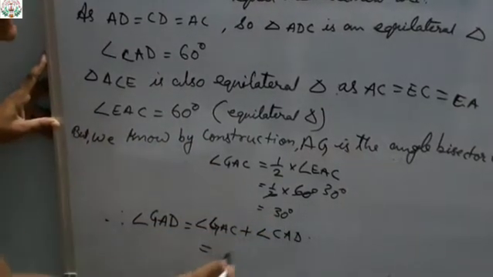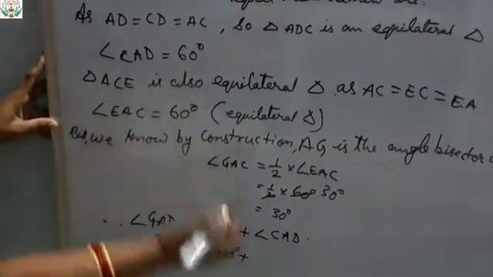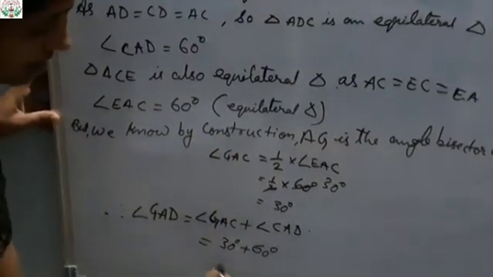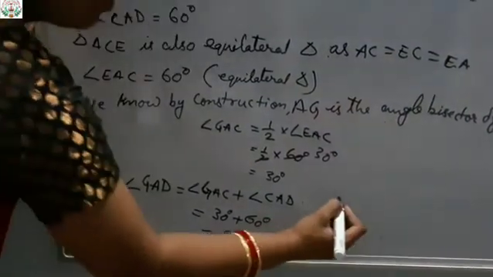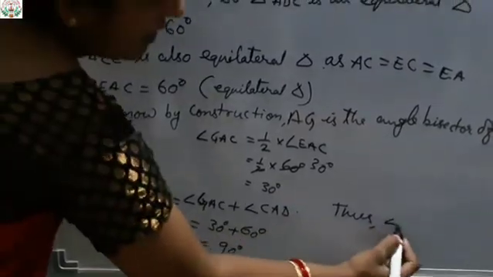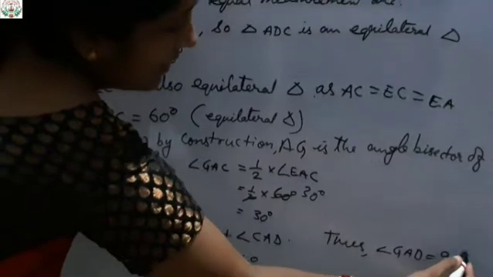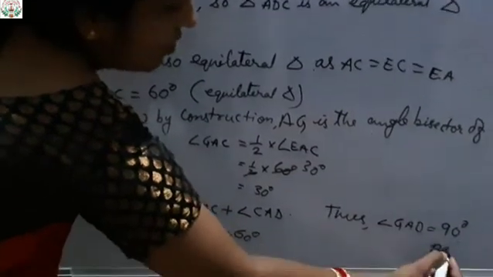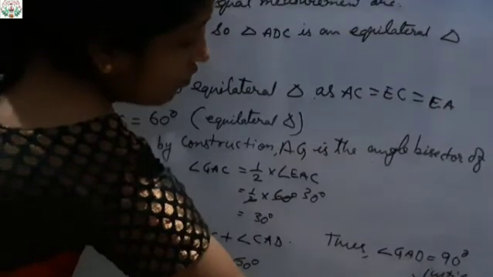Angle GAC is 30 degree plus angle CAD is how much? 60 degree, which equals how much? 90 degree. So you can write thus, angle GAD equals to 90 degree. Proved or justified. You can write justified.